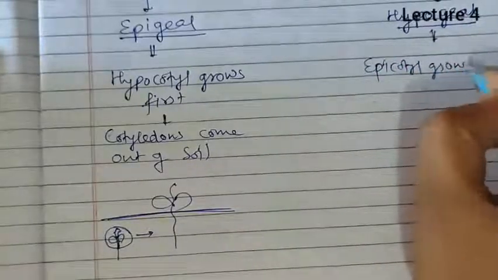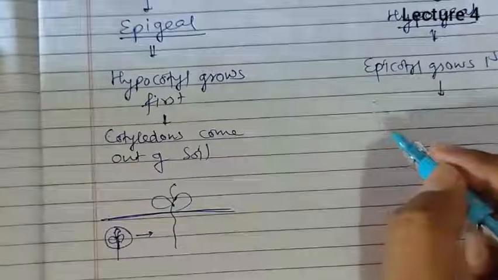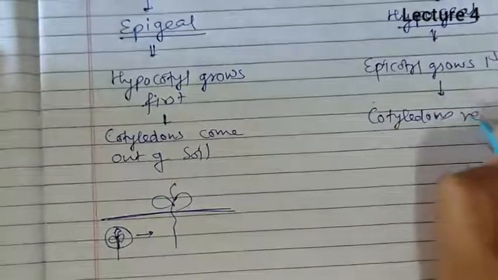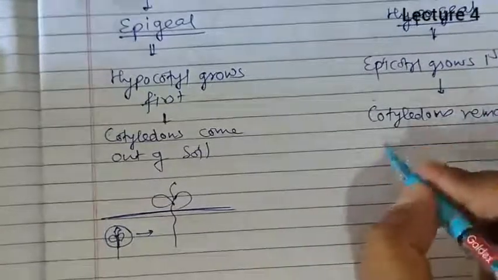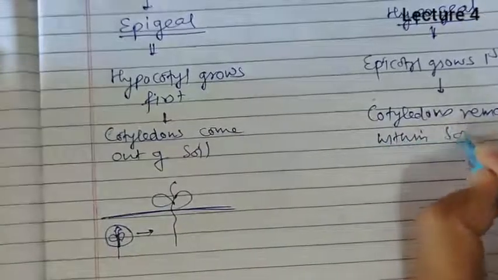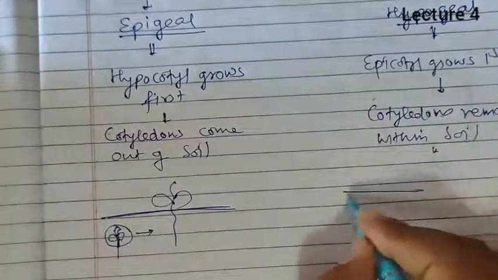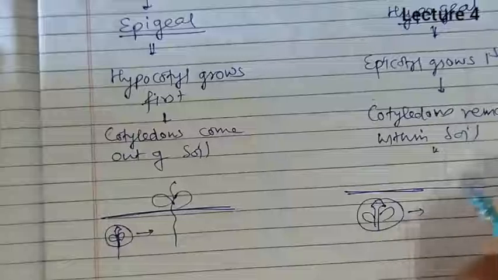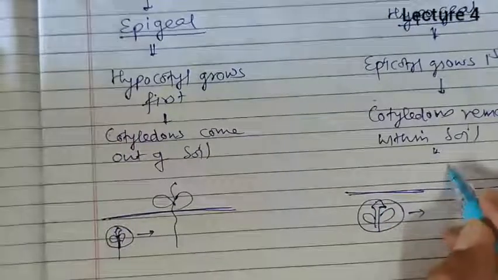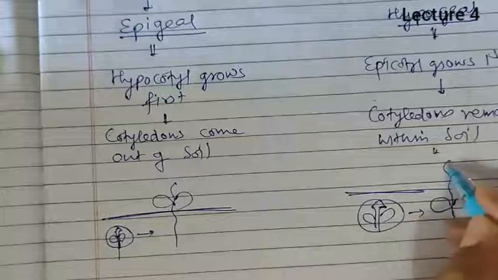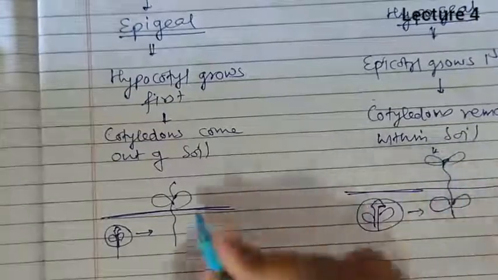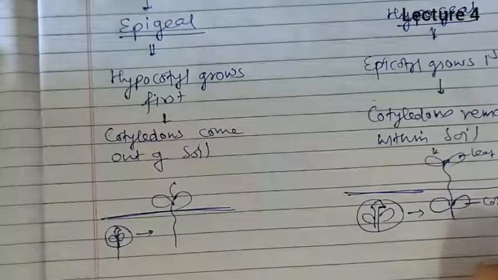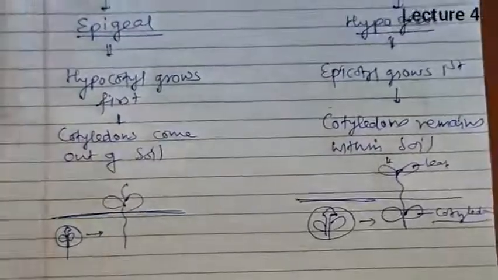epicotyl grows first, and when epicotyl grows first, cotyledon remains within soil. So here if you see, this is the surface of soil, this is the cotyledon, then what will happen here: if epicotyl grows, then epicotyl will reach out of the soil. It will develop a leaf, okay, but cotyledon will remain within soil. Why? Because epicotyl is growing fast.